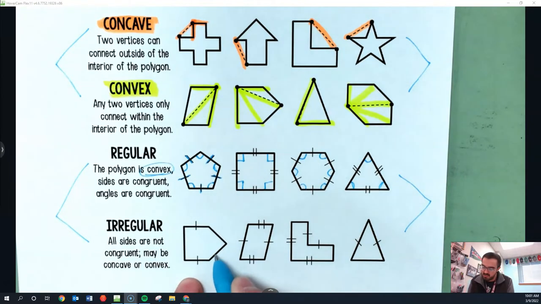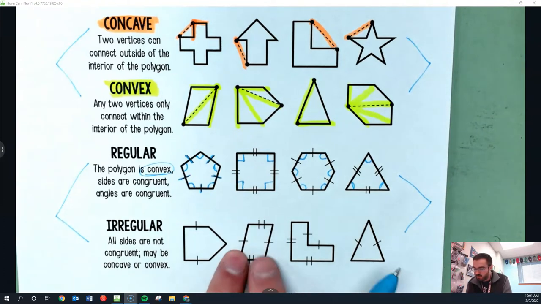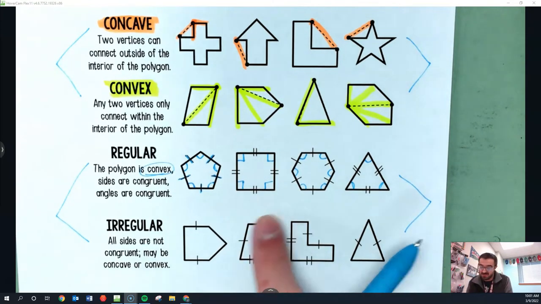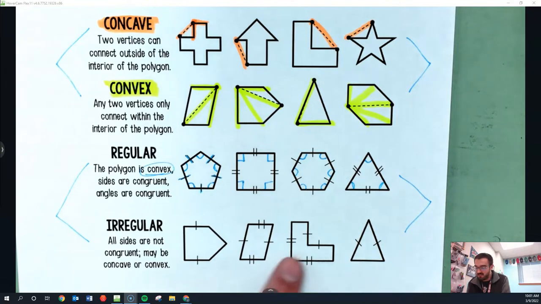We don't know anything about this side, this side, this side. So it's irregular. This one, we know these two are congruent. These two are different. So are all the sides congruent? They're not. Are all the sides congruent? They're not. Same thing here.